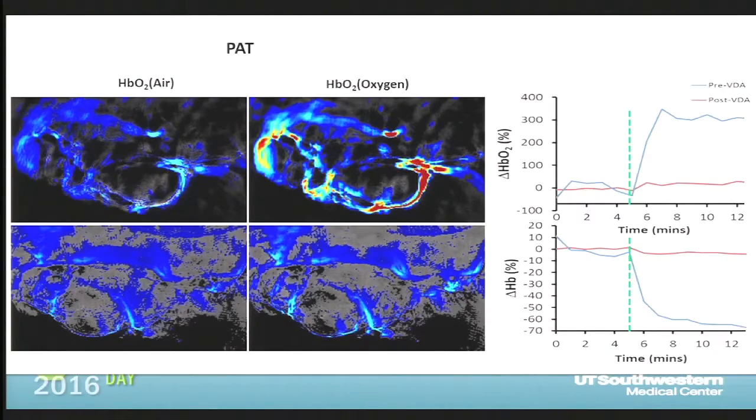And these are summarizing these results. The oxyhemoglobin level shoots up dramatically when breathing oxygen at baseline, but after VDA, it's barely responding. The deoxyhemoglobin obviously behaves the opposite way as oxy. At baseline, it decreased significantly when breathing oxygen, and after VDA, it only has a very small response.